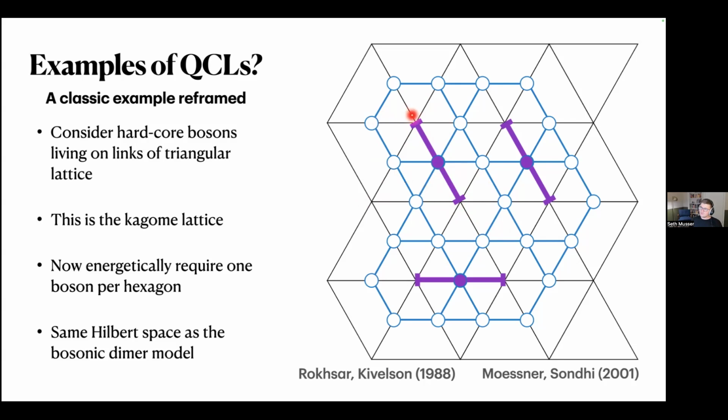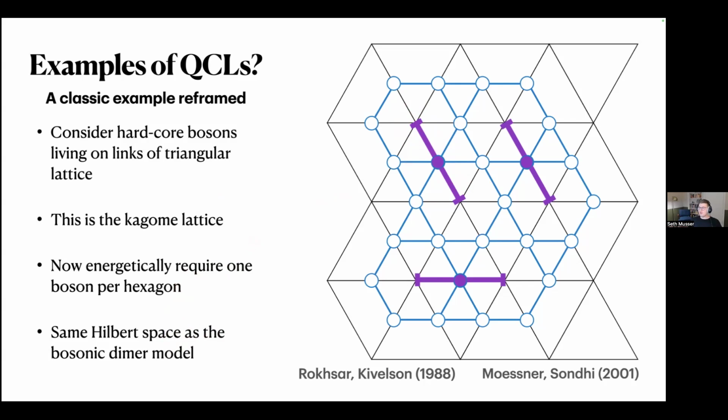And I've very suggestively drawn this link that highlights the link of the triangular lattice. That's because requiring one boson per Kagome hexagon is exactly the same as requiring that each site of the triangular lattice is touched by one and only one of these dimers emanating from the hardcore boson. Hopefully this picture makes it clear. This is exactly the same Hilbert space as the bosonic dimer model.